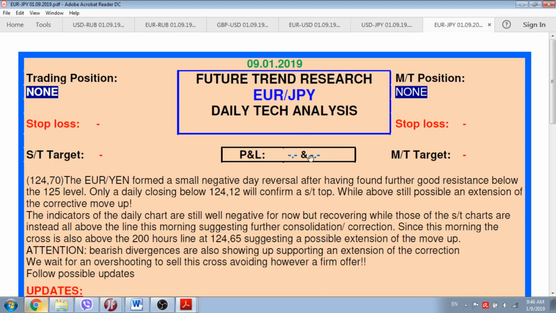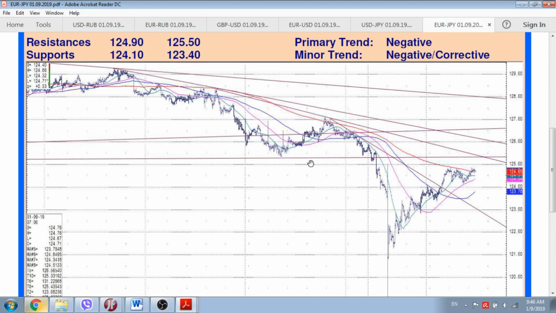Euro-yen formed a small negative day reversal after having found further good resistance below the 125 level. Only a daily closing below 124.12 will confirm a short-term top, while above, an extension of the corrective move up is still possible. The indicators of the daily chart are still well negative for now, but recovering, while those of the short-term charts are instead all above the line this morning, suggesting further consolidation correction.